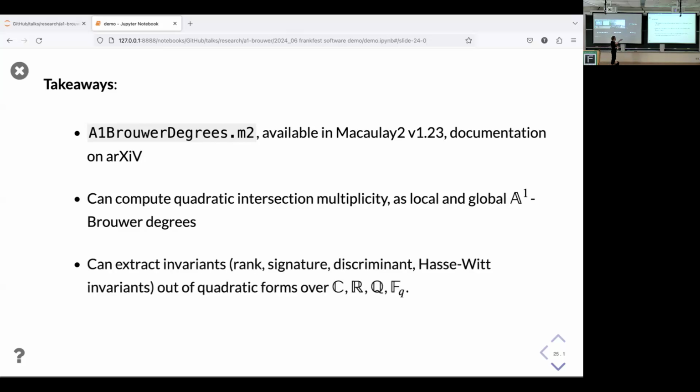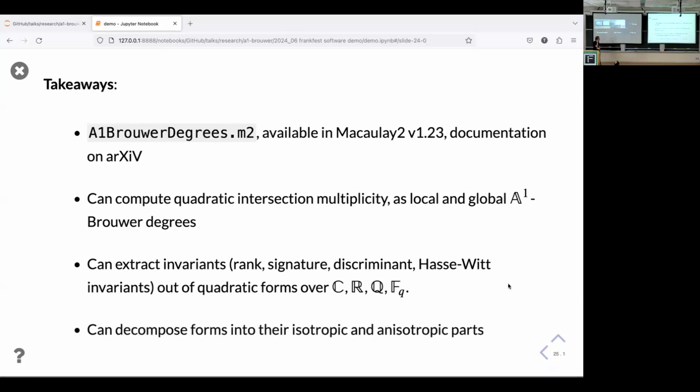Something I tried to advertise a little bit: we can extract invariants out of quadratic forms, which is what we need to classify them. So we can get rank and signature, discriminant when we're working over finite fields, and then Hasse-Witt invariants, which is what you need to classify over the rationals. And the last key point is that we have a tool that takes a big form and decomposes it into something that you can read, into the isotropic and anisotropic parts. From a computational standpoint, extracting the anisotropic part of a quadratic form is absolutely the hardest part of the package, but we have it baked in there and ready to use. I think that's just about my time, so thanks.